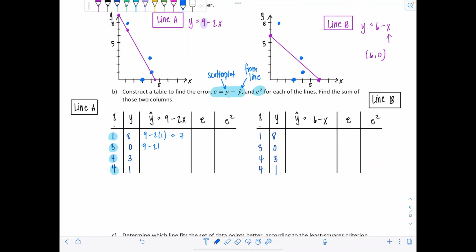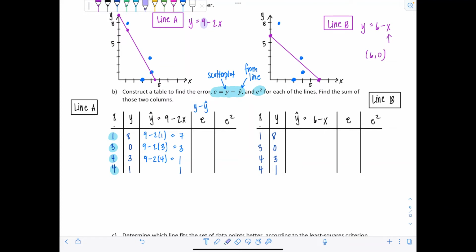9 minus 2 times 3, 9 minus 6, so that's 3. 9 minus 2 times 4, 9 minus 8, so that's 1. And then this one's the same. And then error is equal to y minus y hat.